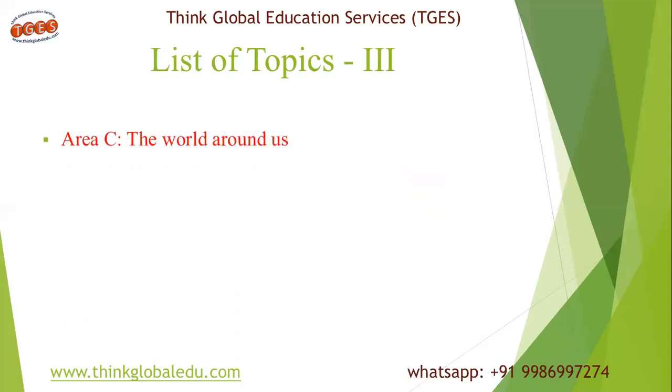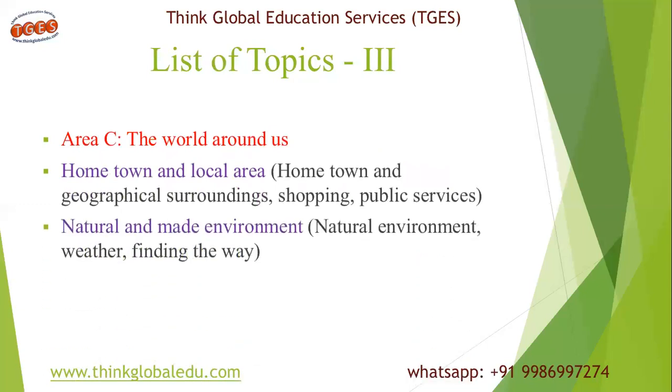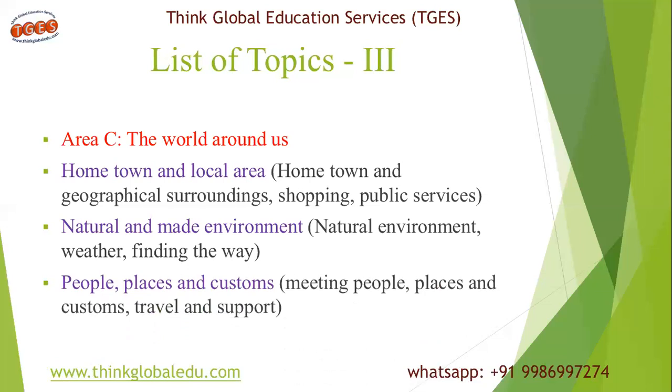In the third area, which is the world around us, we have hometown and local area. The students are going to talk about shopping, the hometown, geographical surroundings, etc. The second topic is natural and made environment, where they're going to talk mainly about environment, weather, etc. And the third topic of this area is people, places, and customs, where students are going to talk about places and customs of the target culture, that is Hispanic culture.